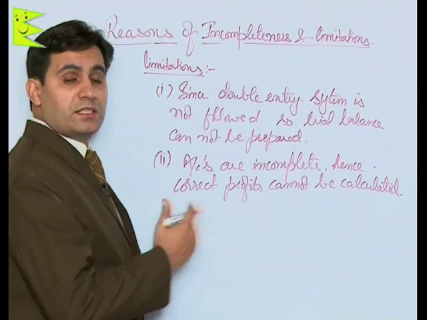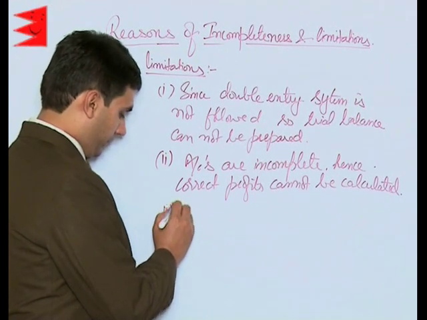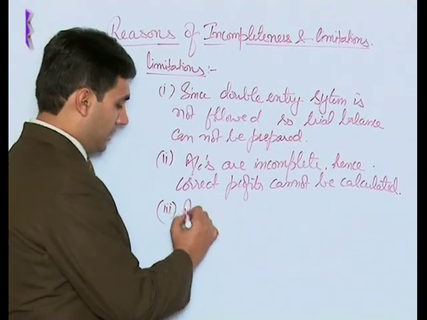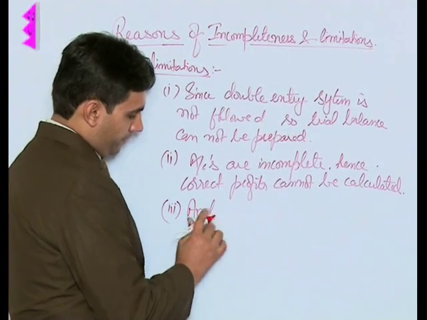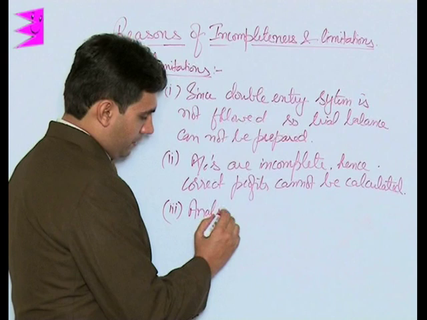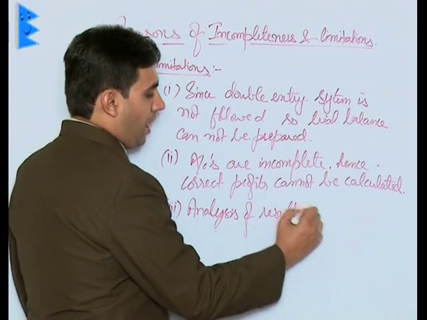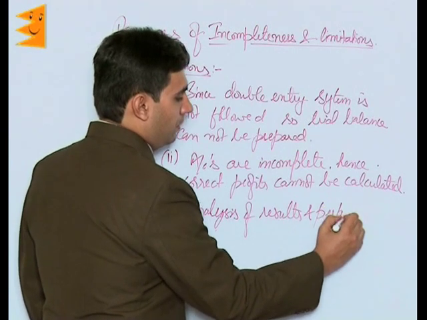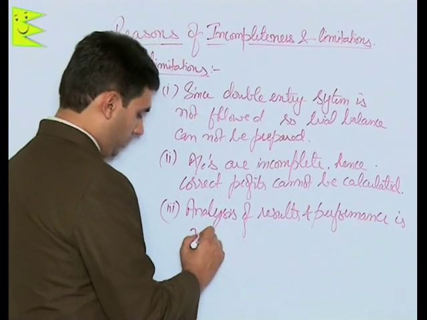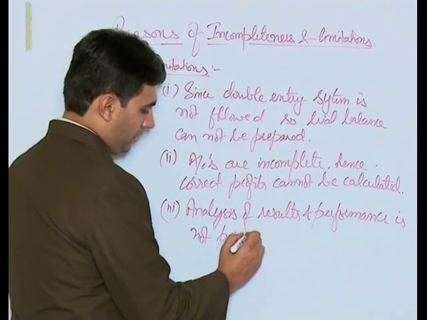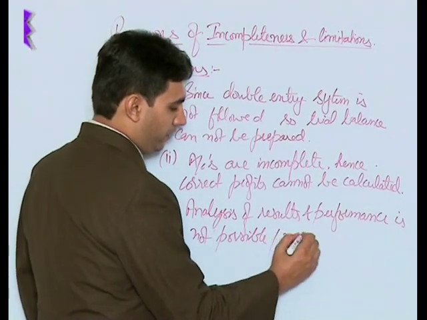Now students, since correct profits cannot be calculated, it brings us to the third limitation. And the third limitation is analysis of results and performance is not possible. And in case it is possible, then it is not very meaningful.